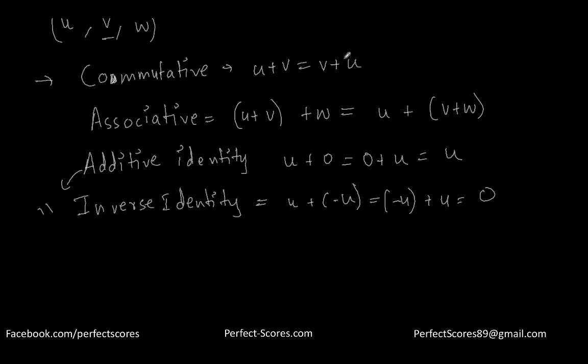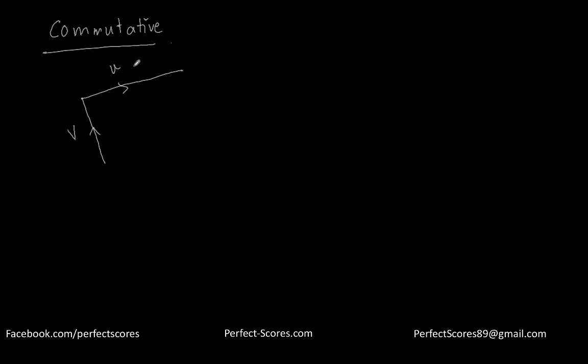Let's just say if I want to prove these properties, let's suppose I want to prove that vectors are commutative, right? So how do I prove that vectors are commutative? So I would say that, let's say we have two vectors. Let's suppose this is vector v, and let's say this is vector u. Okay, so this is vector v and this is vector u. The resultant is actually going to be equal to u plus v.